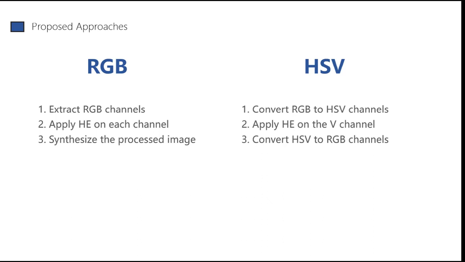For HSV, the most important parameters of this model are hue, saturation, and value. As for the specific topic in this project, value, also known as brightness, is the most concerned feature among HSV, and we can only enhance the V channel. First, convert RGB channels to HSV channels, and then apply HE on the V channel. After HE, convert HSV channels back to RGB channels.